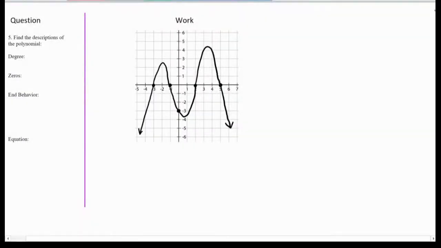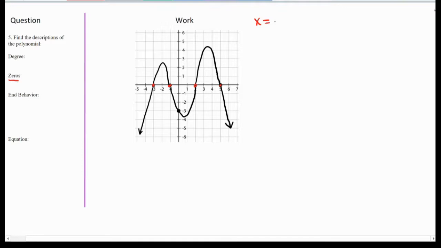Here we are asked to find the descriptions of the polynomial: we're trying to find the degree, the zeros, the end behavior, and the equation, which doesn't say here that a is equal to 1, so I've got to figure out what that a value is too. So the first thing is I'm going to find the zeros, just because that's the easiest, I think, because I'm just looking for where it touches the x-axis.